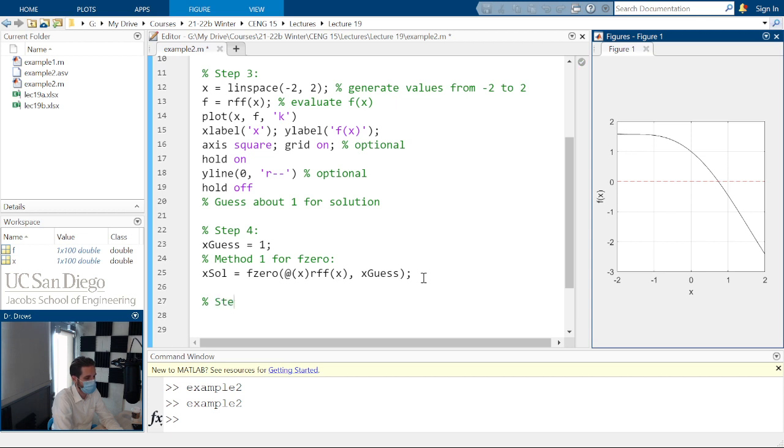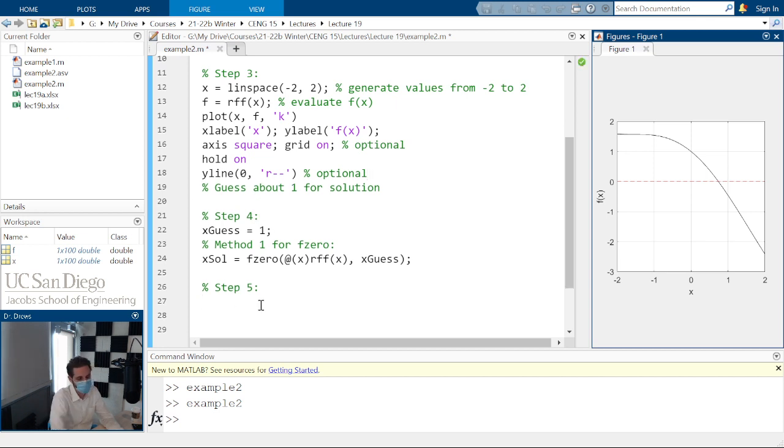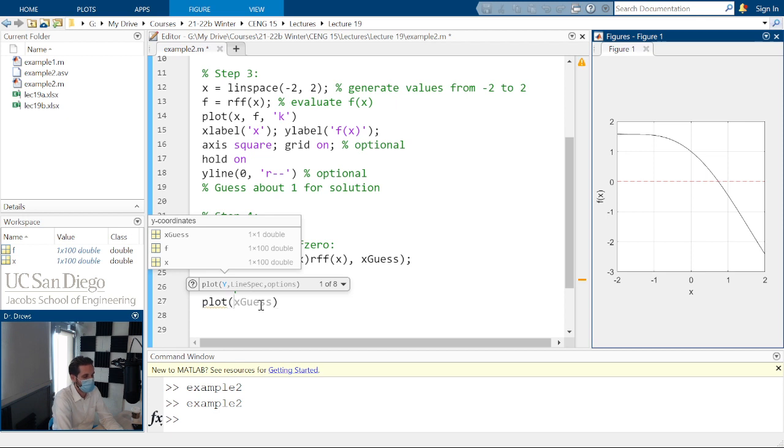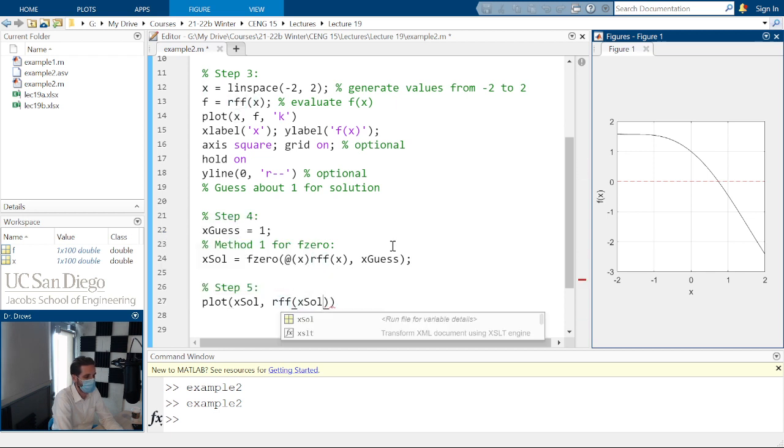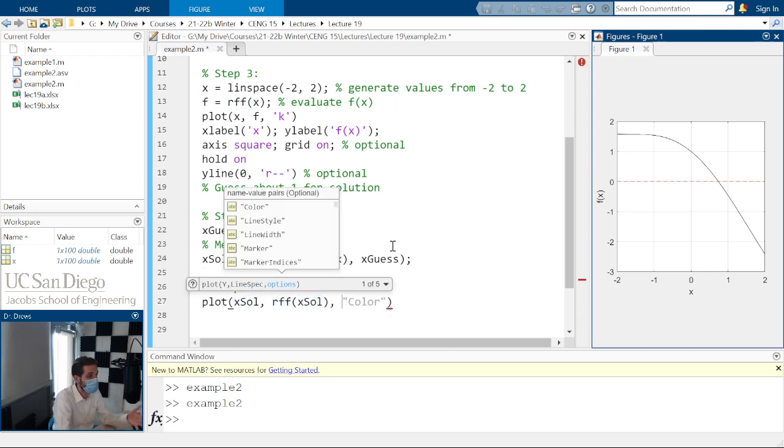That does the solution, and then step 5 is to verify it. So if we wanted to throw that onto our plot, I'll get rid of a hold off up there, or you can just call another hold on or something like that. If this worked, then what we would expect is if I put xsol back into RFF, I ought to get a dot that's about 0. So we can say something like plot, the x value should be xsol, and then just to double check, we'll put fsol back into RFF. It ought to be 0.